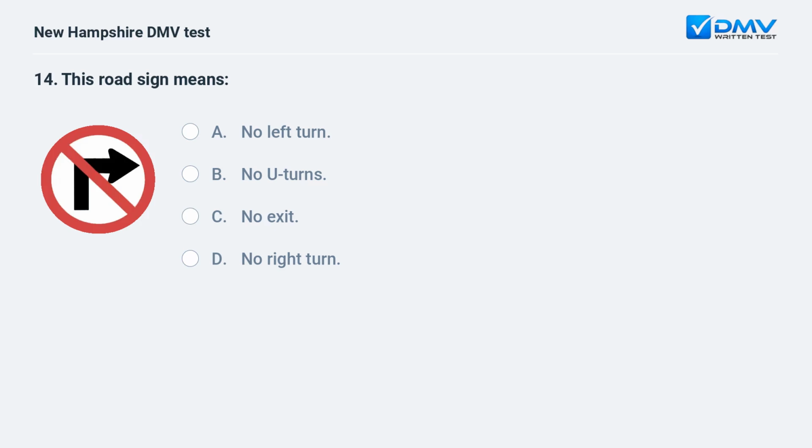This road sign means: A. No left turn. B. No U-turns. C. No exit. D. No right turn. The answer is D. No right turn. This sign indicates that right turns are prohibited.